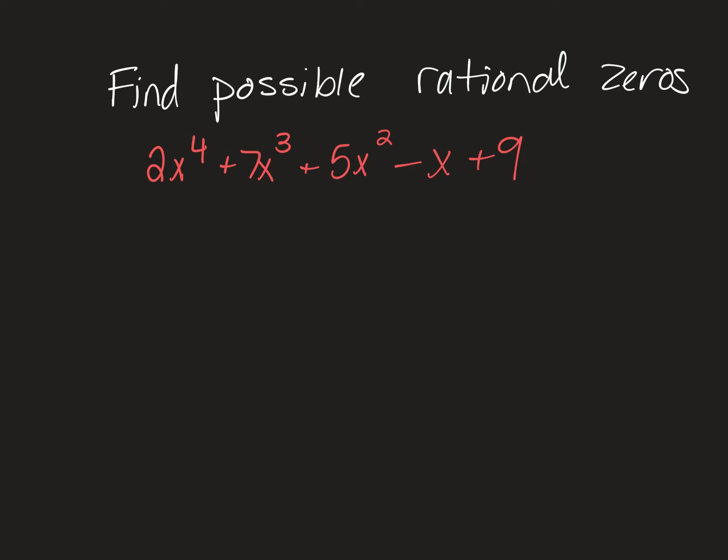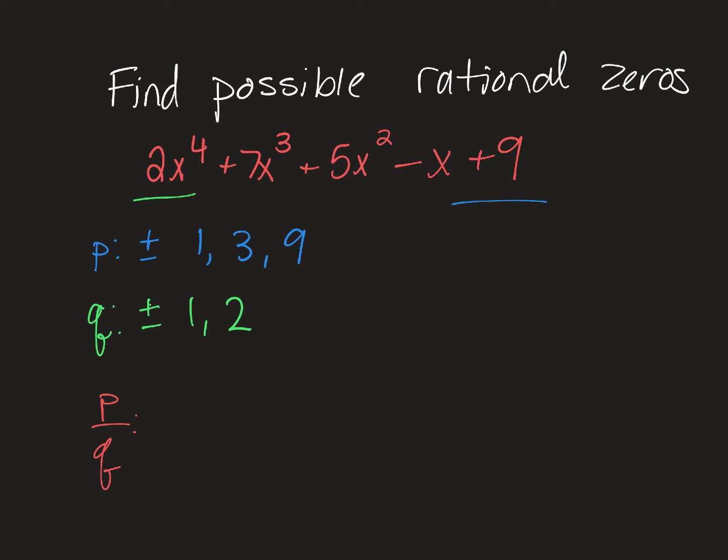Right, so this is when we find the factors of the last number. In this case, we called those P, right? So that was 1, 3, and 9. And then factors of the number with the big exponent in front. So factors of 2 are 1 and 2. And then you divide them.